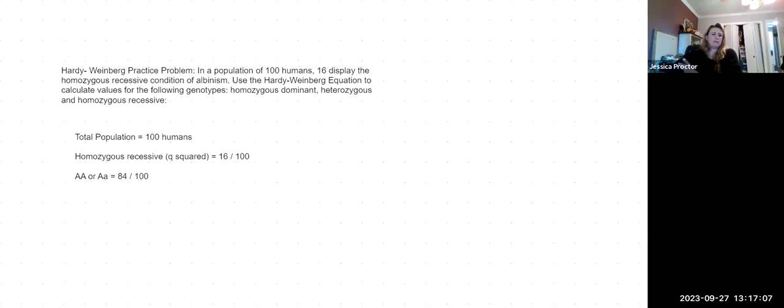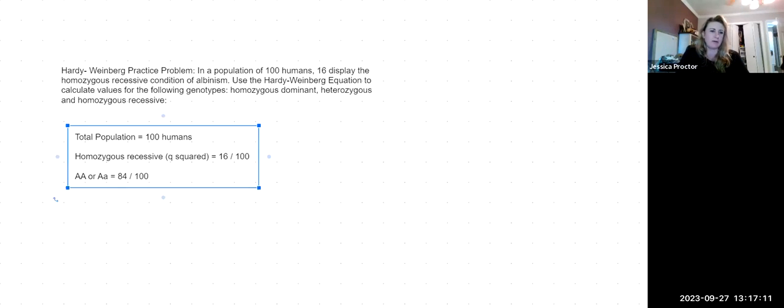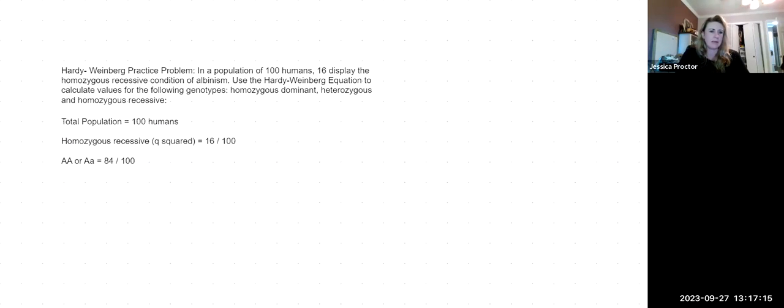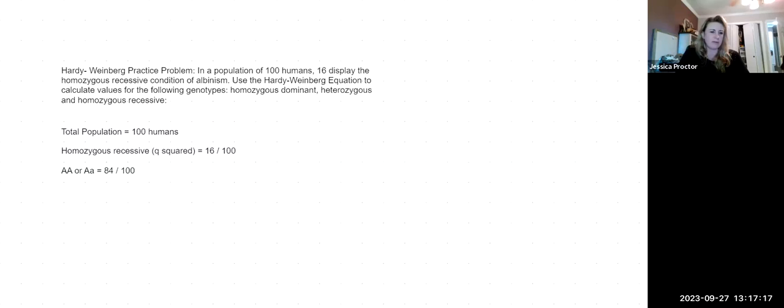Okay, so that's our summary. I recommend you always make yourself a summary as the first thing you do when reading these practice problems. The next thing you do is start with the value of the homozygous recessive, which is represented by Q squared. So Q squared equals the number of homozygous recessive individuals, 16, divided by the total number in the population, 100.